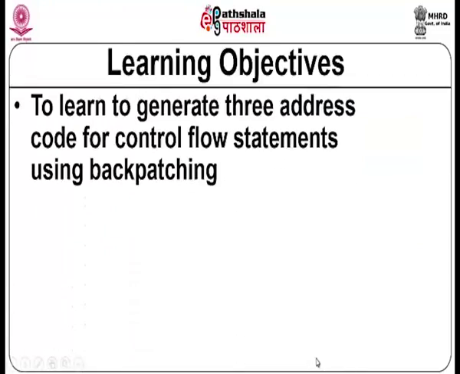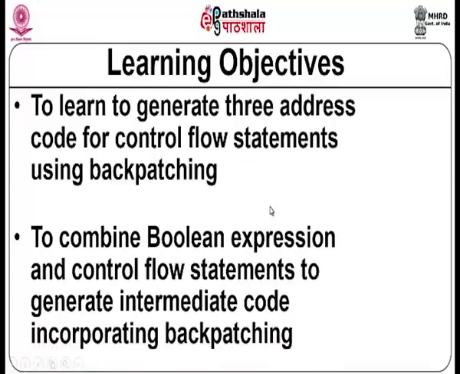Till now we have looked at the 3 address code for control flow statements and Boolean expressions, which also incorporates the short circuit information. Now this is a different approach to generating 3 address code for the control flow statements along with the Boolean expressions, called backpatching. So we will see what backpatching is and why it should be done, along with how it is done in this module. That is the primary objective.